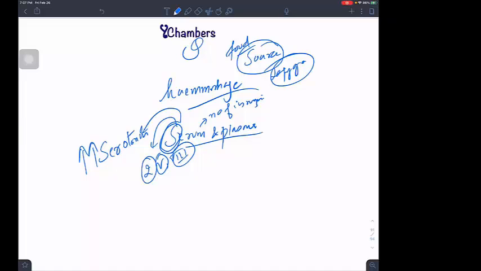Okay. What is antithrombin 3? Yes, kindly contribute. So antithrombin 3 is basically a protease inhibitor, isn't it? It is a protease inhibitor of which system? Intrinsic system or extrinsic system? So it is a protease inhibitor of the intrinsic coagulation system.